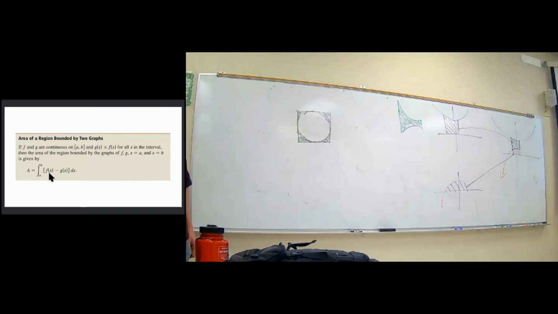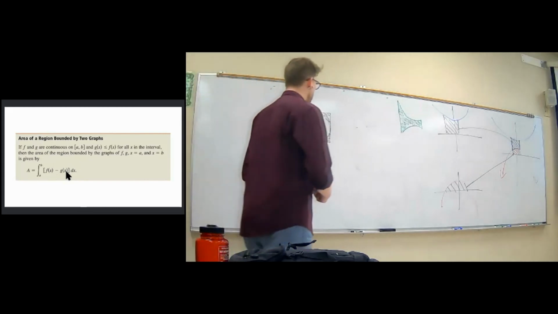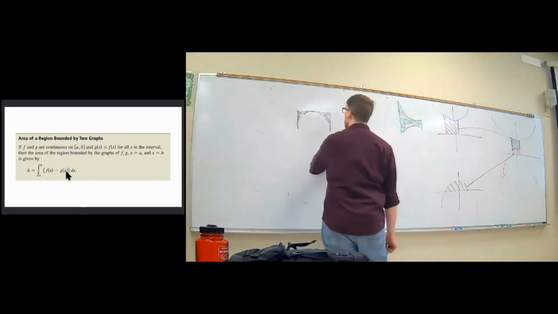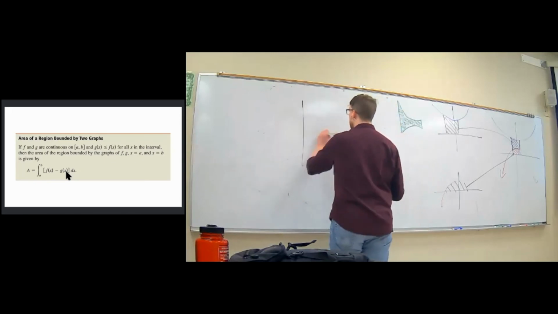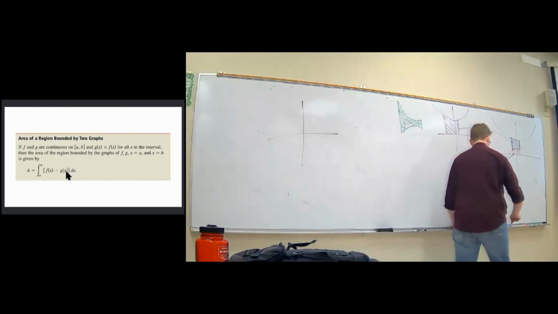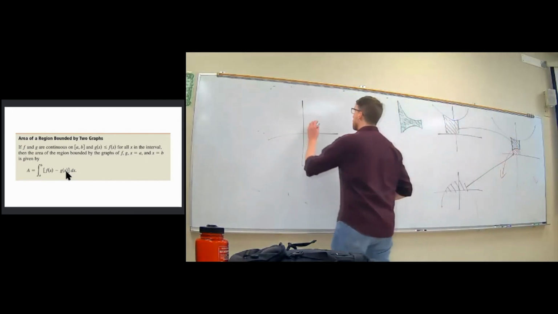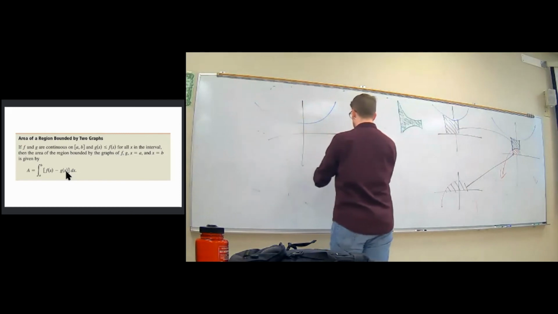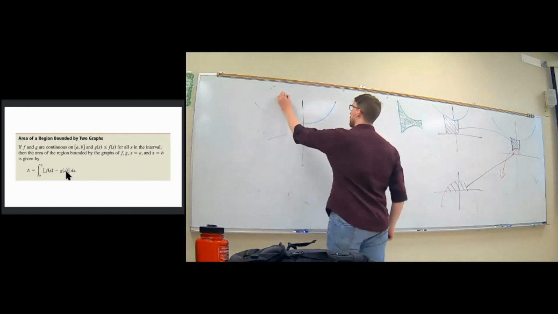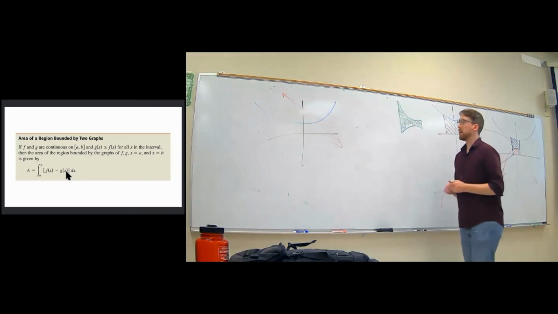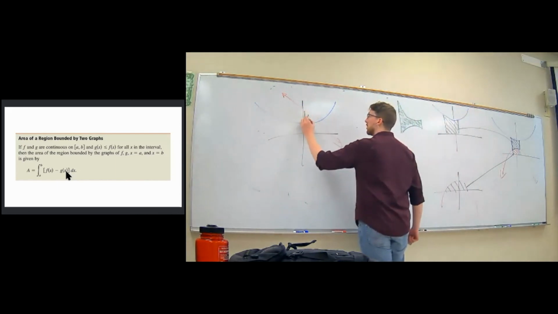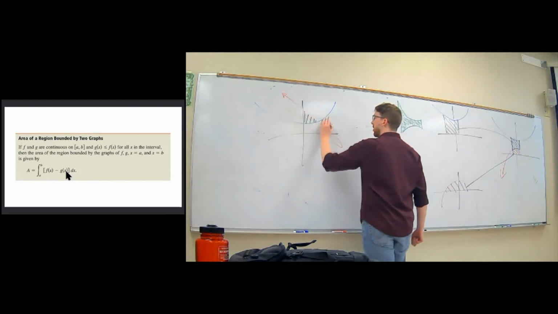So the question happens, what if these two functions intersect each other? So what if it does one of those crisscrossy things that we've seen a couple of times in this class, like if it does something like that, and you want this area here.